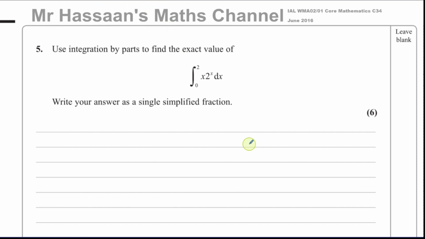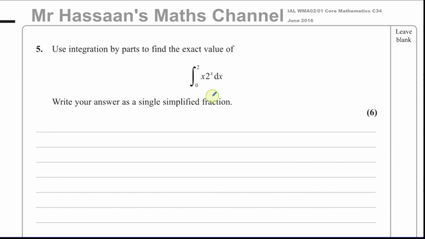Question number 5 from the June 2016 Core Mathematics C34 paper from the Edexcel International A-Level. This is from the old specification, but this question is very much relevant to the P4 syllabus. We have integration by parts here, and we have to find the exact value of the integral of x times 2 to the power of x with respect to x, and we have to write our answer as a simplified fraction. So there's a lot of different important points that come out in this question.